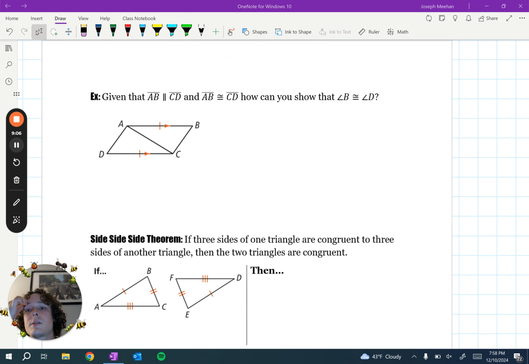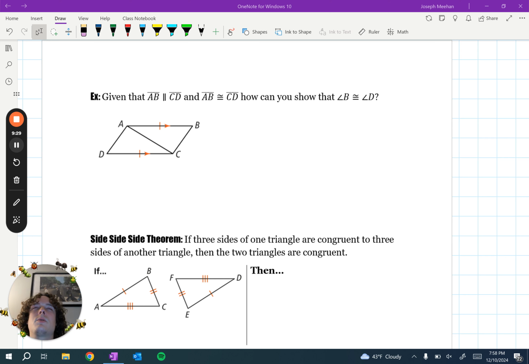Okay? Next example, it says, given that AB is parallel to CD and AB is congruent to CD, how can you show angle B is congruent to angle D? Let's try to do this. All right? It already tells us that AB is congruent to DC. We also know that they're parallel.